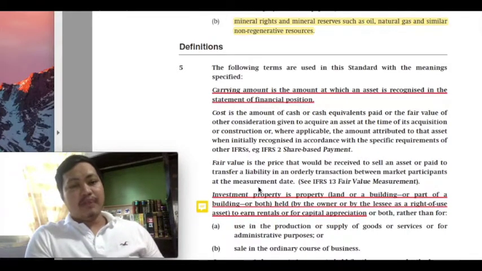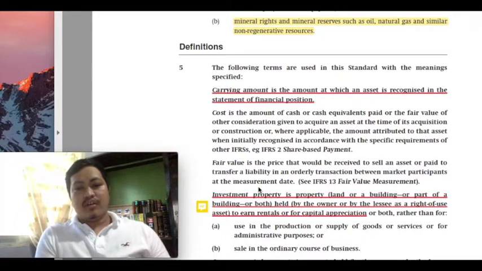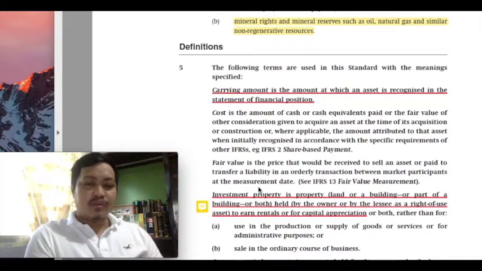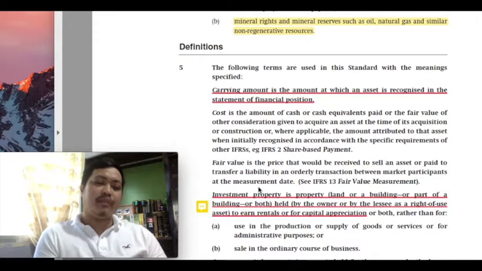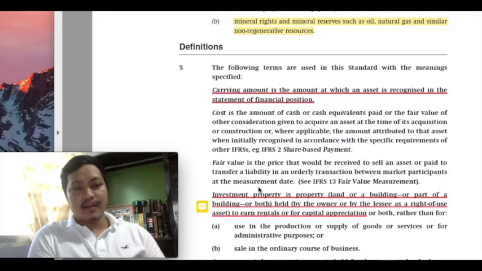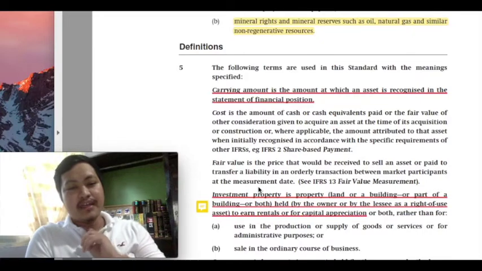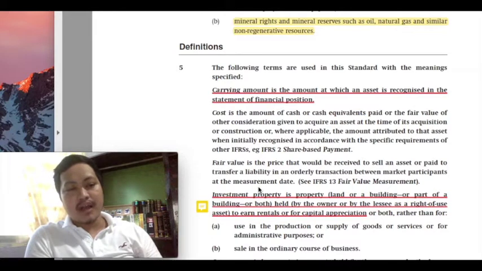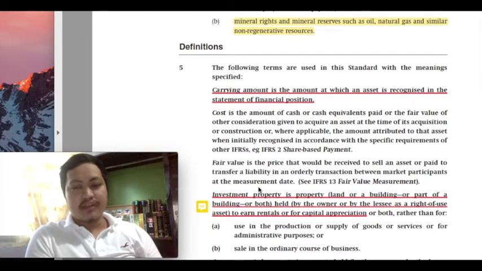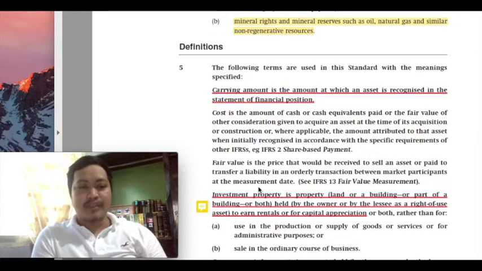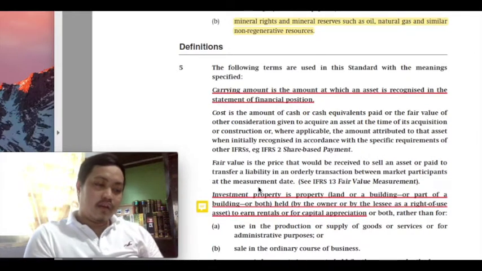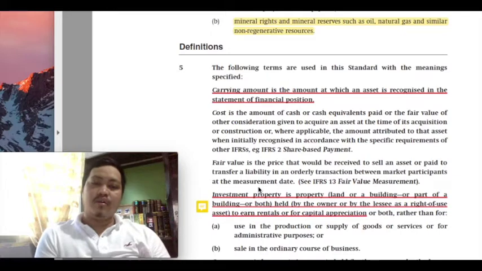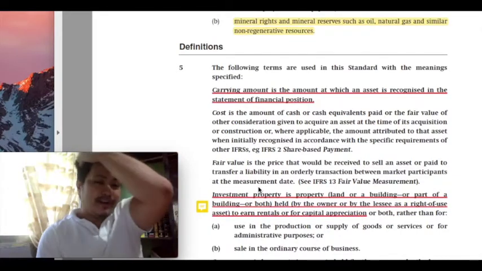If the land or building is to be used in production, or to be used in the supply of goods or services, then that would not be investment property because that purpose will fall under the purposes of your property, plant, and equipment. So what then is the purpose for which we hold our land and building as an investment property? What use will make a land or building become an investment property? And as contained in the definition, class, two possible purposes, class, either held for rental or capital appreciation.